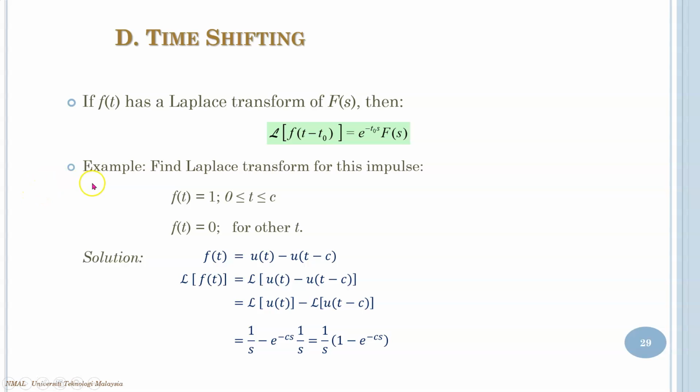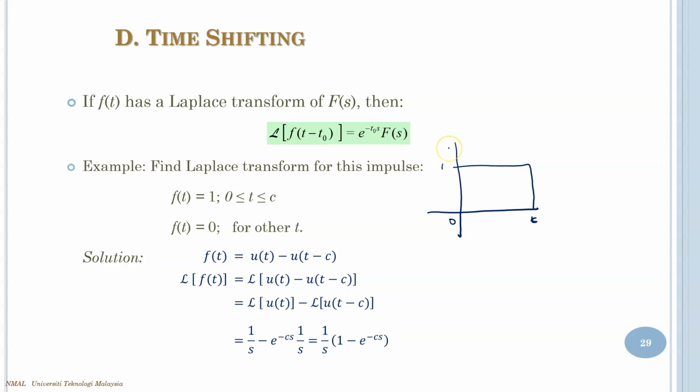Okay, let's see the example here. Find the Laplace transform for this impulse f(t) equal to 1 for t from 0 to c. Basically this is the impulse function. If you want to draw this, you see here, for t between 0 and c, the value is 1.